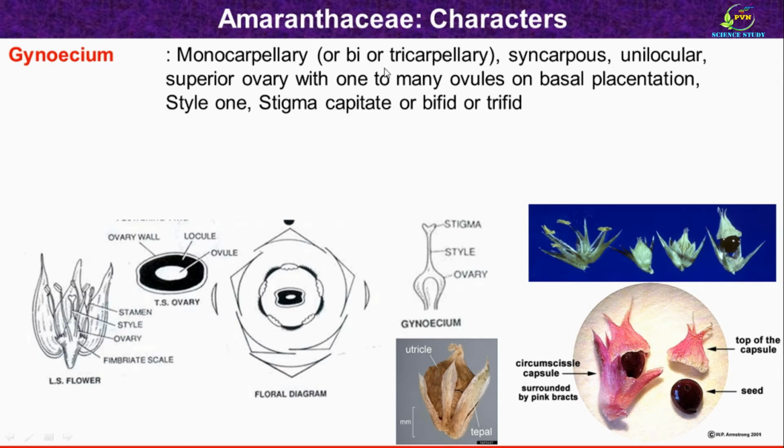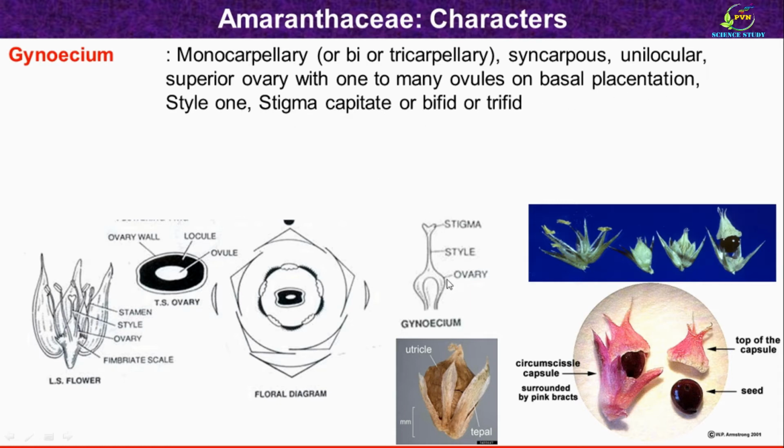When they are more than one, they are united and so described as syncarpous. Gynoecium is unilocular. As you can see here, when we take the section of ovary, that is transverse section of ovary, then we can see that only one locule is present and so it is described as unilocular.